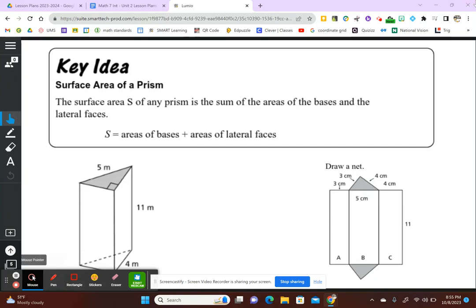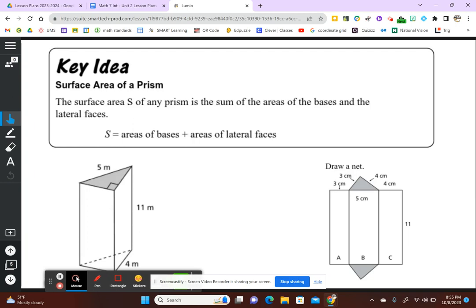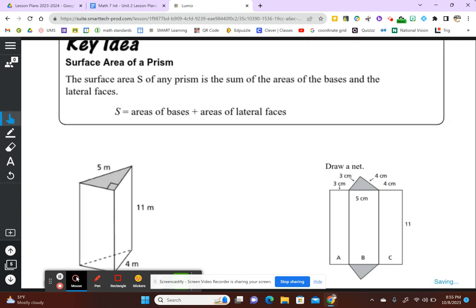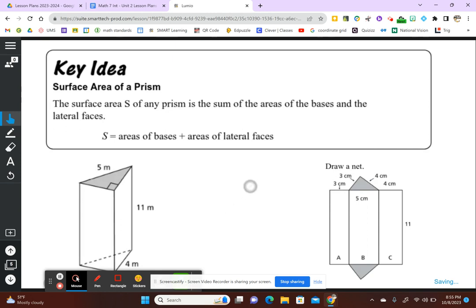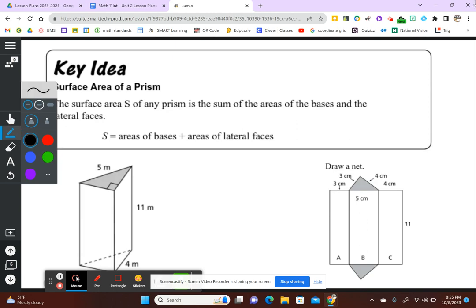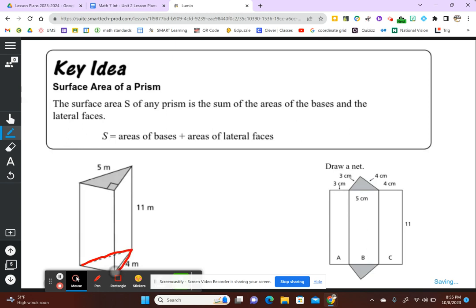Okay, so let's now find the surface area of a prism. The surface area of a prism is the area of the bases plus the area of the lateral faces. In this particular case, the base is a triangle, and so you have two bases that are triangles, and you have three rectangles that are the lateral faces.